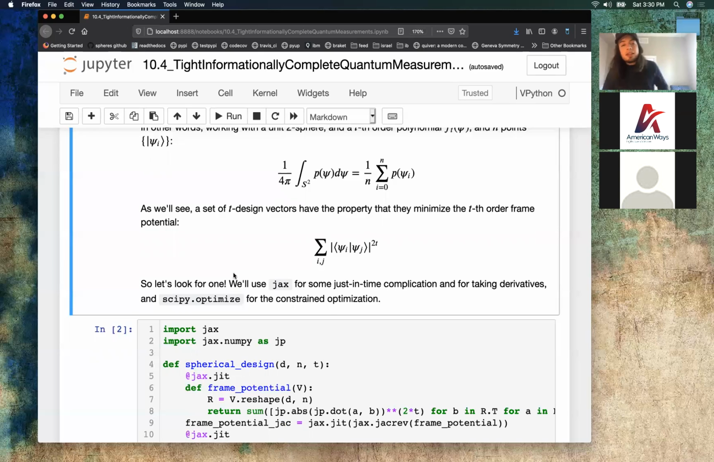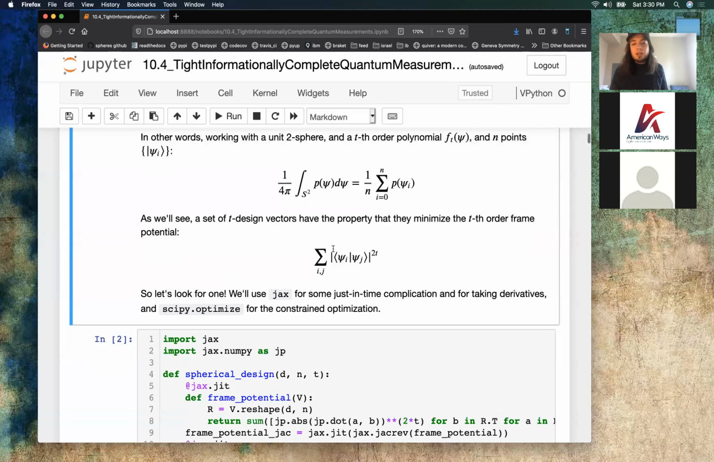So we'll see that a set of T design vectors have the property that they minimize the Tth order frame potential. And the name suggests there's a connection to frame theory. So, you just go over the vectors, take these inner products, absolute value squared, to the power 2T.